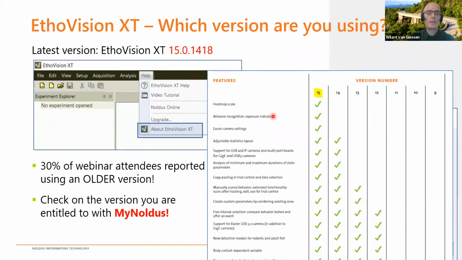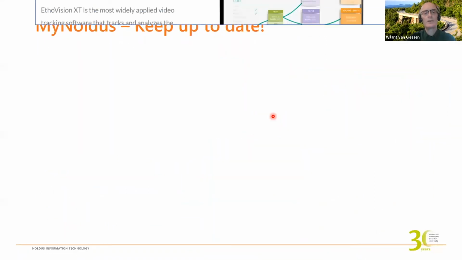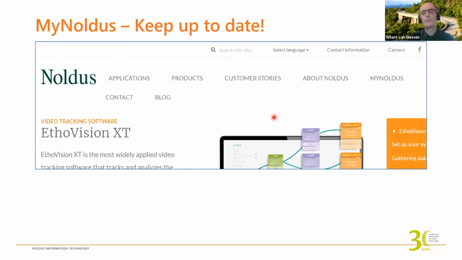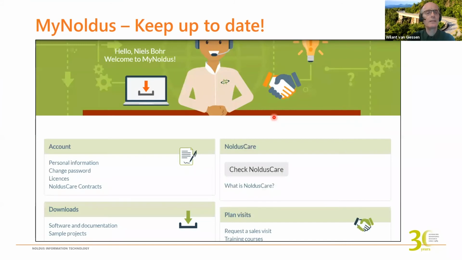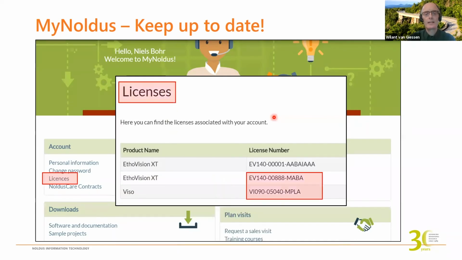So you want to maybe check on that by going to My Noldus, which is a good moment to introduce you to My Noldus, which is our new portal. If you now go to the Noldus website, there is a new option at the top called My Noldus. When you log in, you can get access to all your licenses. This is for users and co-users, and it'll tell you exactly what you have.